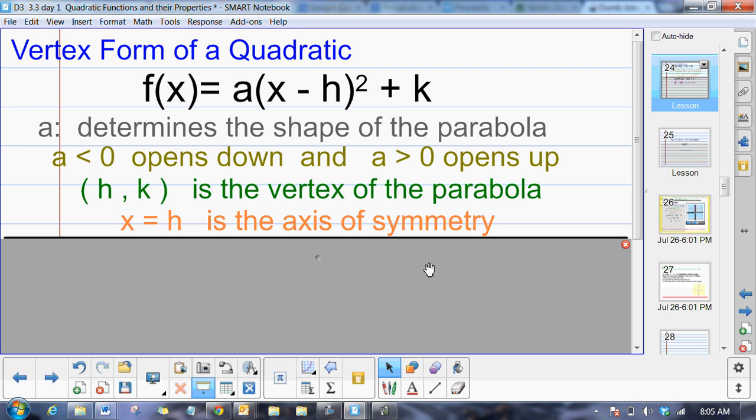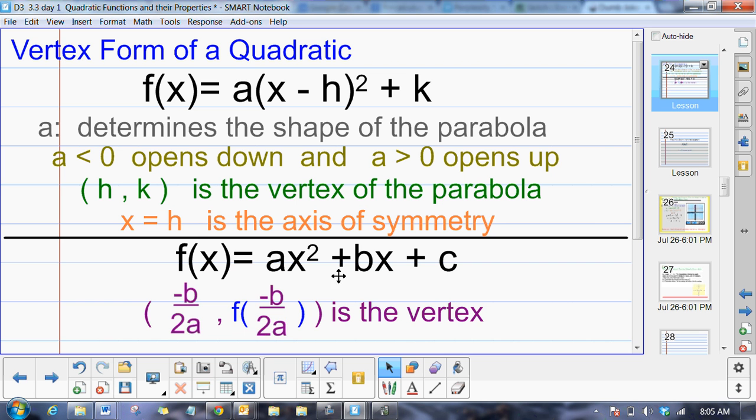down the middle. Then we have also the standard form of a quadratic, and the rule is negative b over 2a is the h value, and the k value is determined if we just put this number back into the function, f of that number, and that'll give us the y value or the k value.